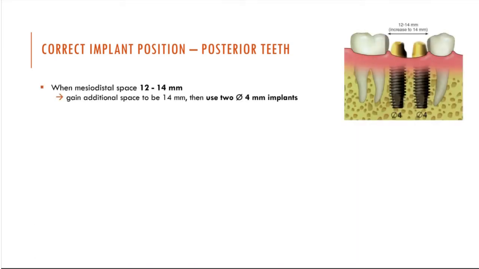When the mesiodistal space is 12 to 14 millimeters, we should gain additional space and make it 14 millimeters so that we can use a 4 mm diameter implant.